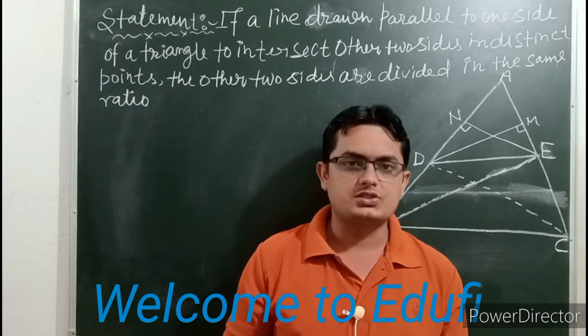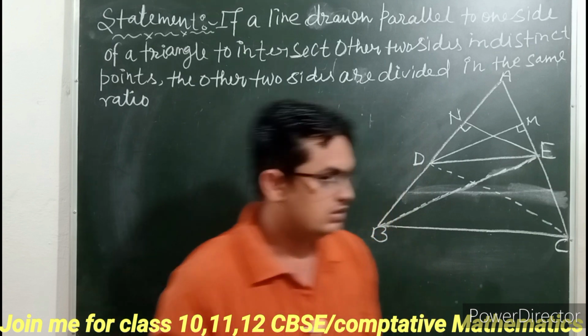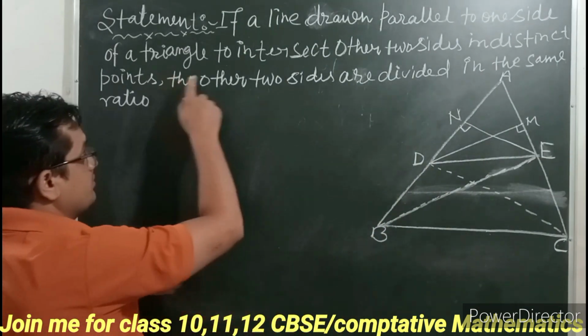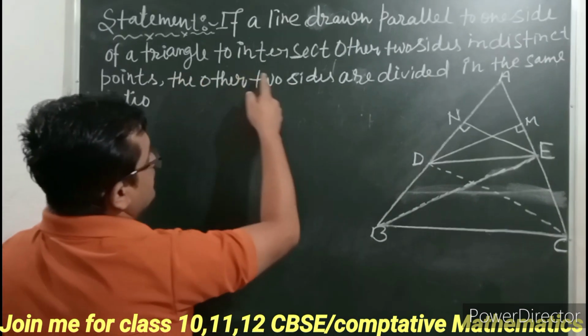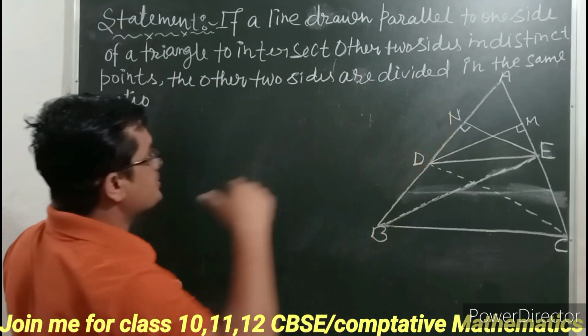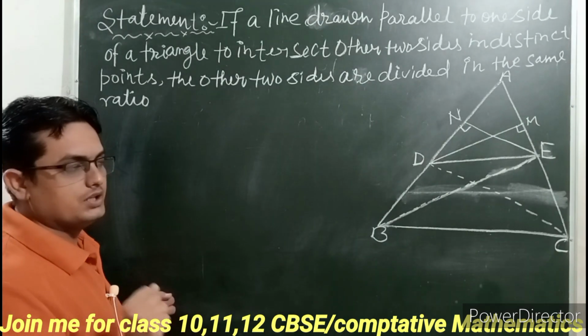Today we will prove Thales theorem. It is an important topic for class 10th students. Here is the statement: If a line is drawn parallel to one side of a triangle to intersect the other two sides in distinct points, then it will divide the other two sides in the same ratio.